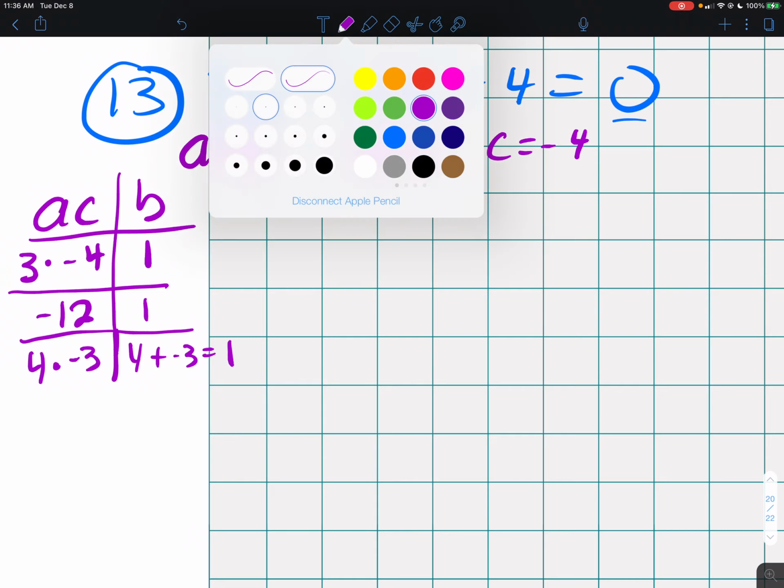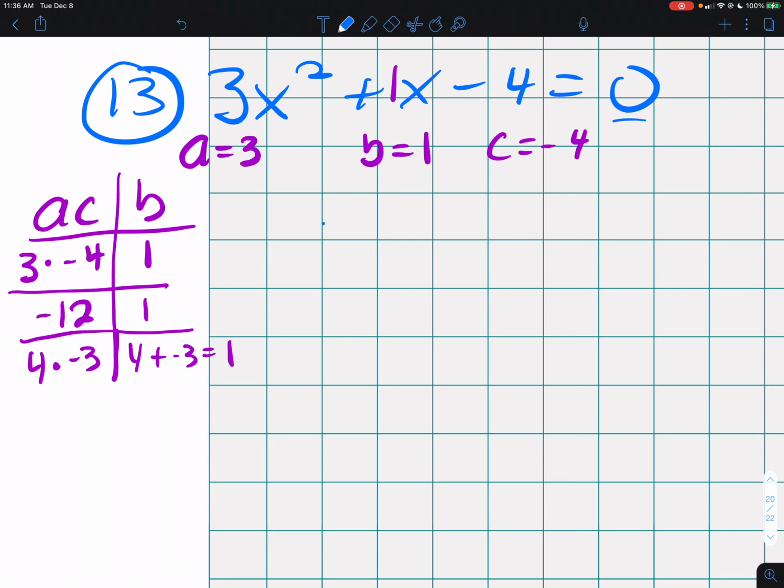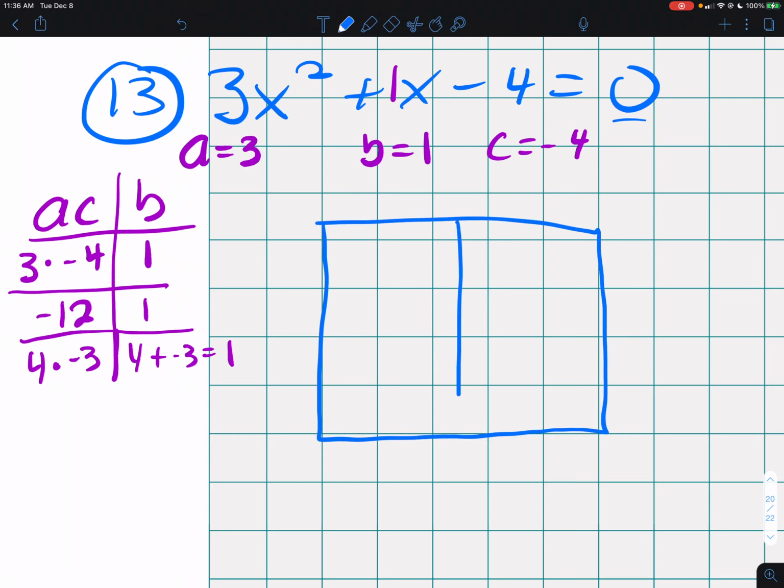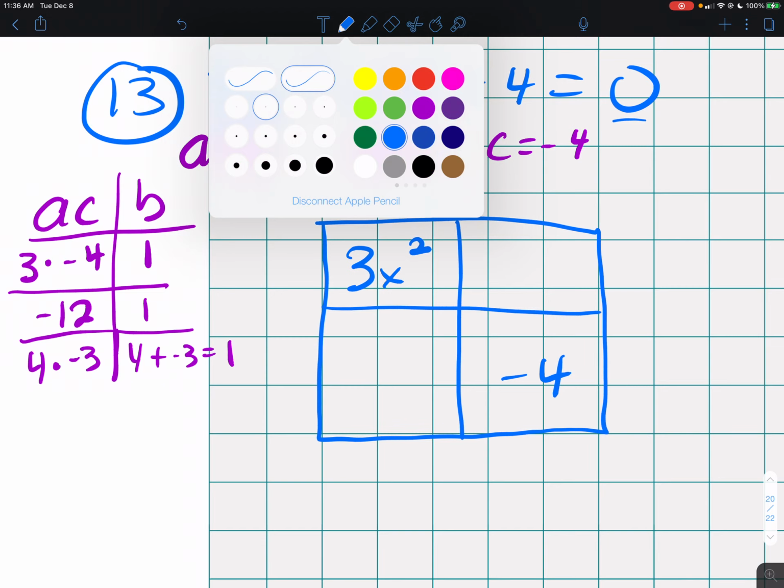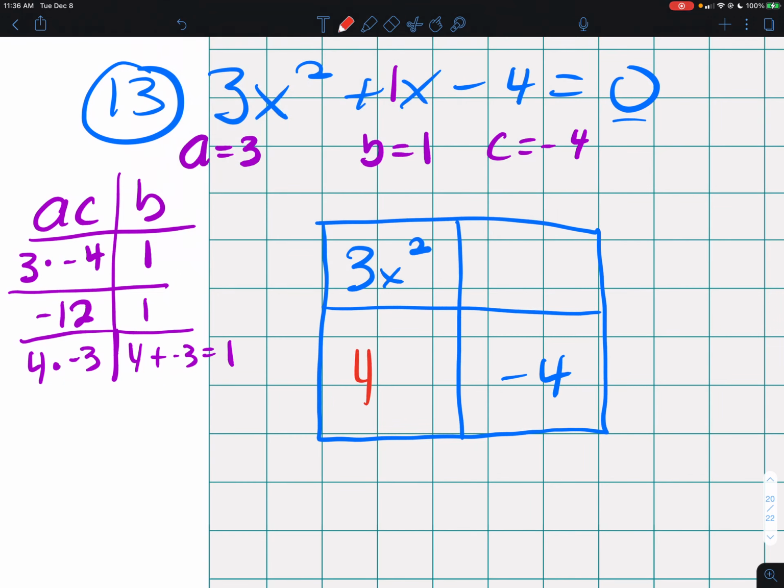So we'll make our box. And fill it in. Our 3x squared goes here, our -4 goes here, and then the two empty ones, 4x plus -3x, add up to our b term, our x. And then GCF, greatest common factor for the outsides here. So to get this spot, we look across.